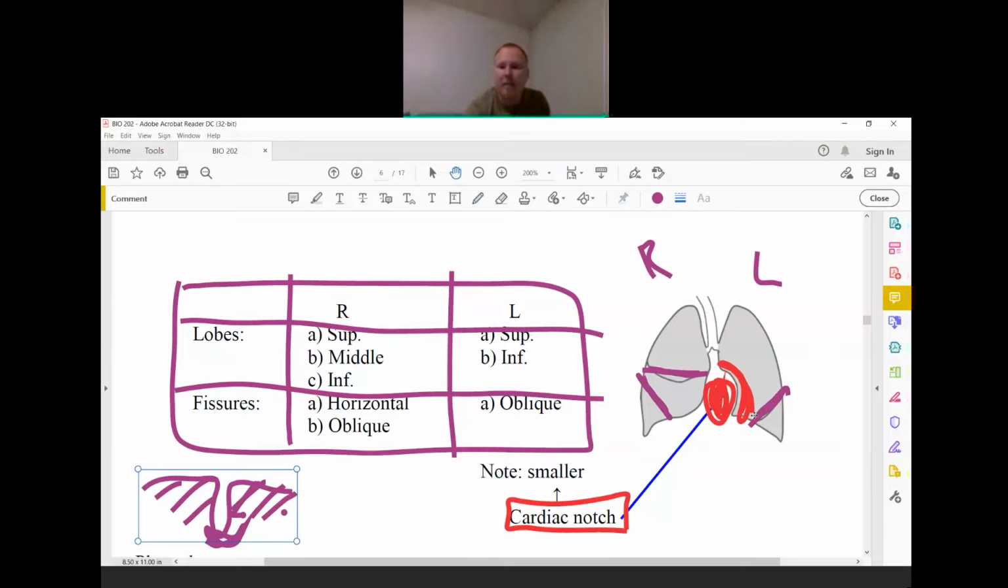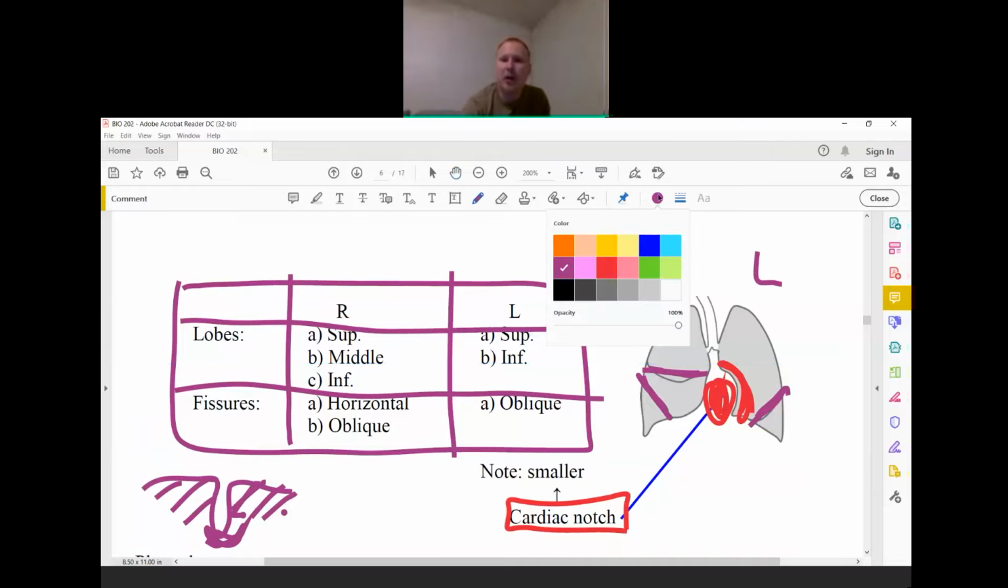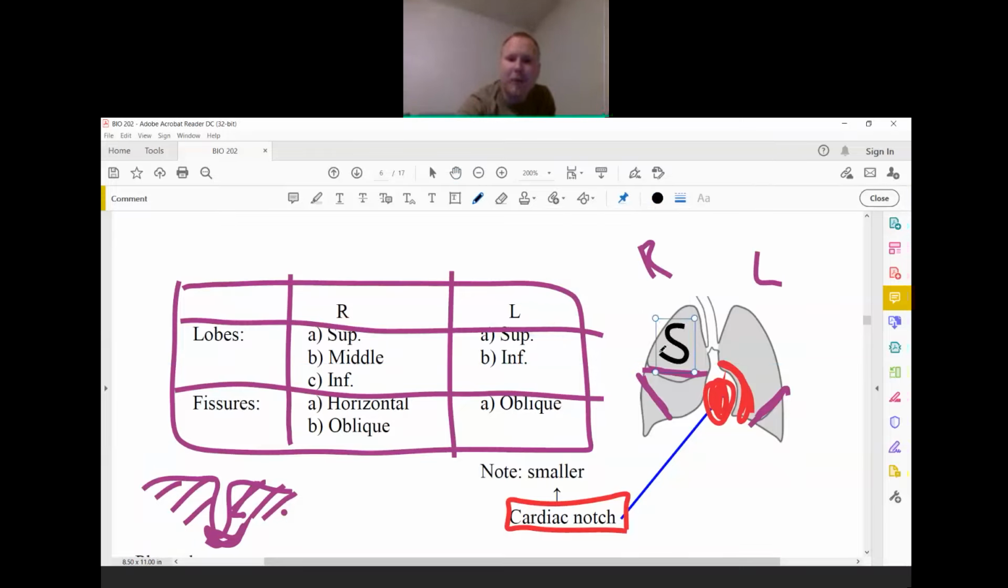But these fissures are going to be important and useful for us as we are naming the different lobes of the lungs. So let's go through those. So we have our superior and middle lobe separated on the right lung by the horizontal fissure, and then the oblique fissure on the right lung separates the middle and inferior lobes. Because the left side has only one fissure, we're going to have a superior and inferior lobe there only.